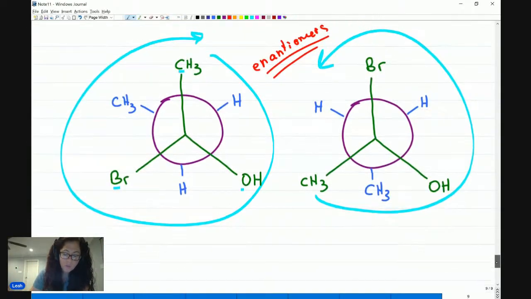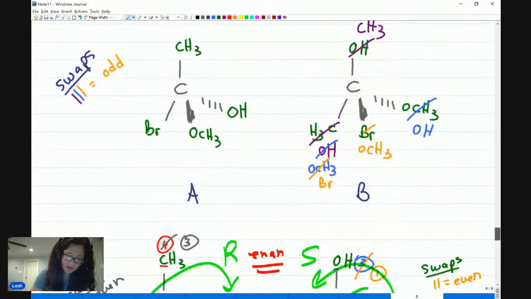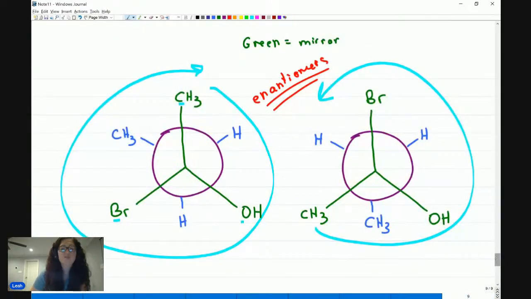And the same thing works for Fischer projections, but with the Fischer, you want to do it this way. The Newman is where most students just get so overwhelmed. You do this, you're good to go.